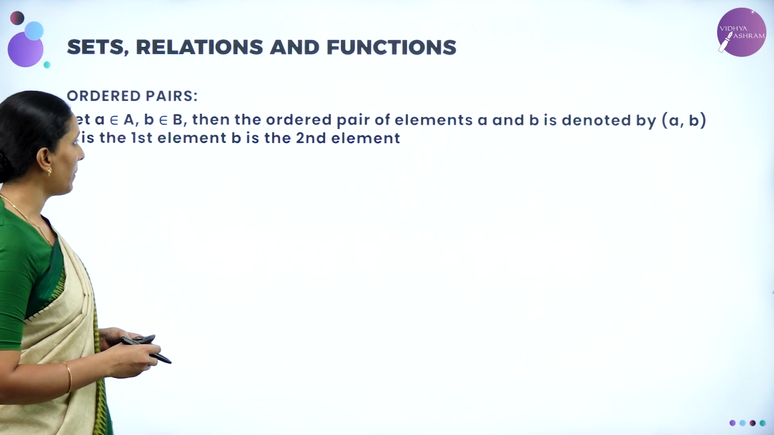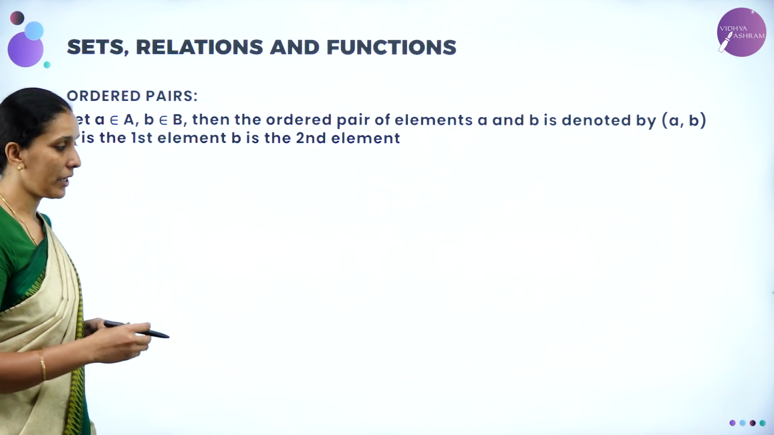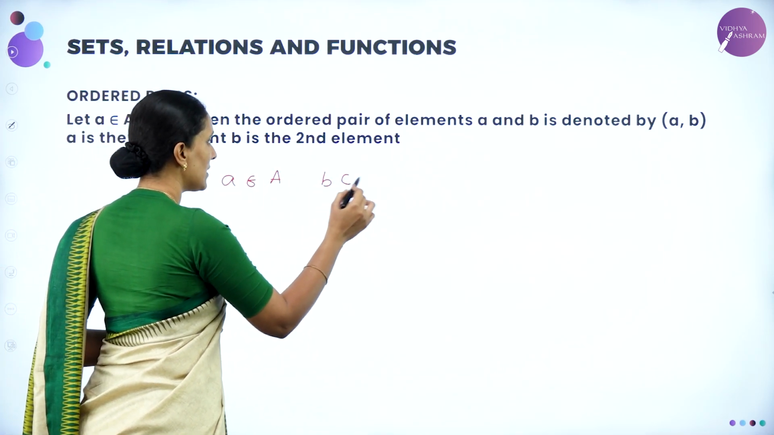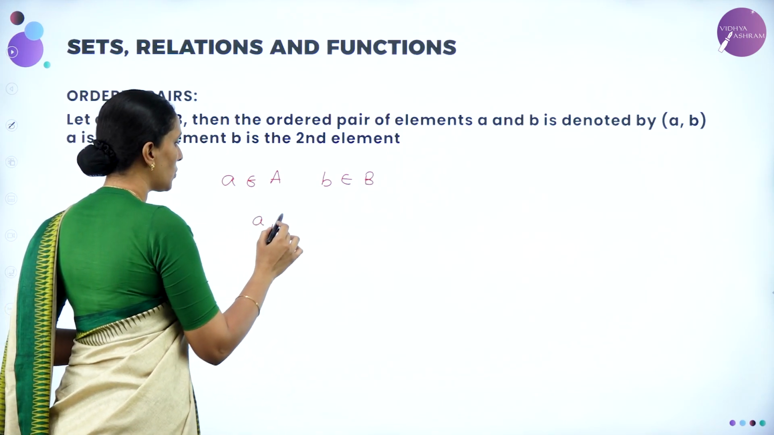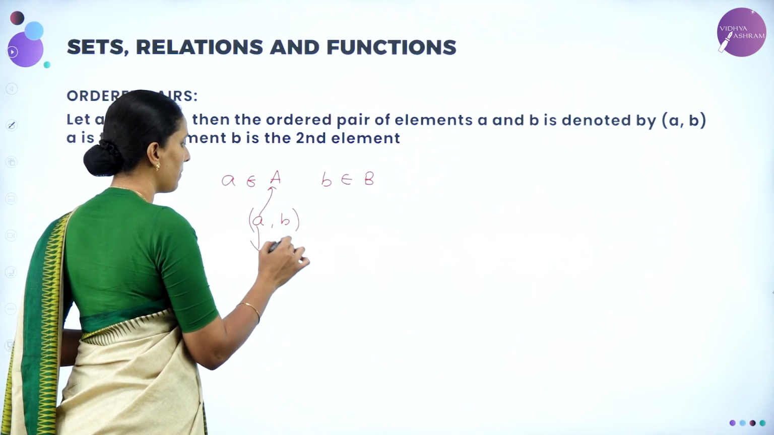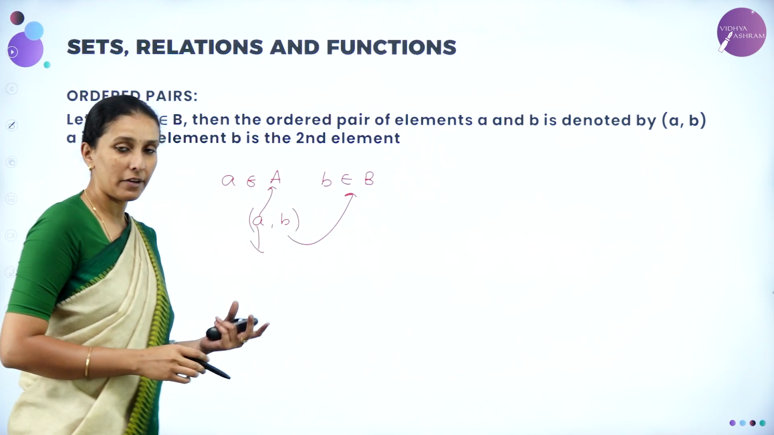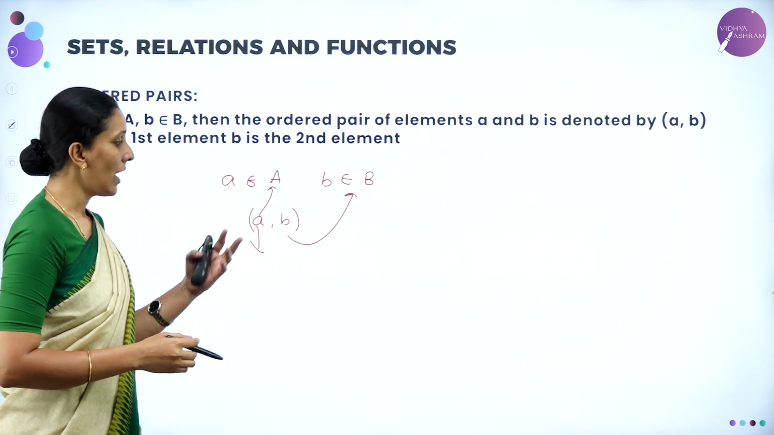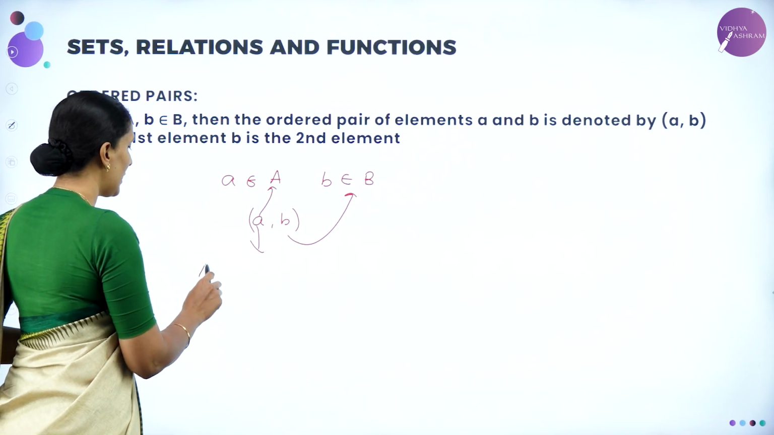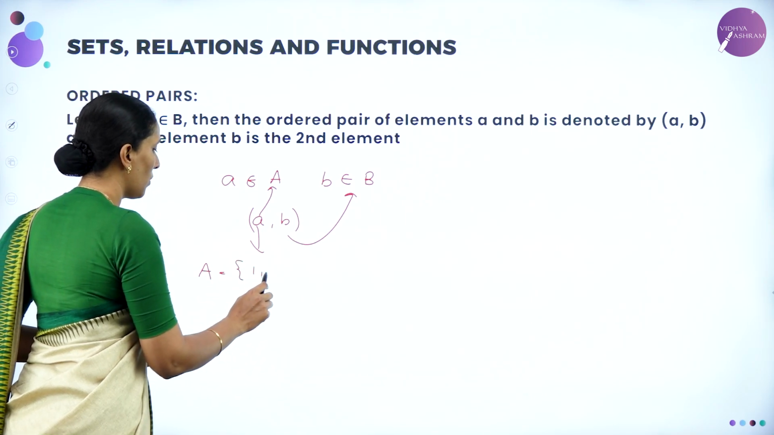a is the first element, b is the second element. So let a belong to the set A and b belong to the set B. Then we pair two elements where a belongs to the first set and b belongs to the second set. So a is the first element which belongs to the first set and b is the second element which belongs to the second set. For example, let A contain the set 1, 2.